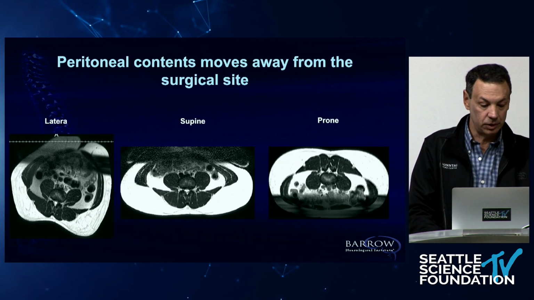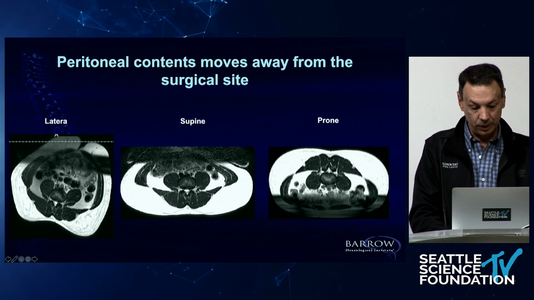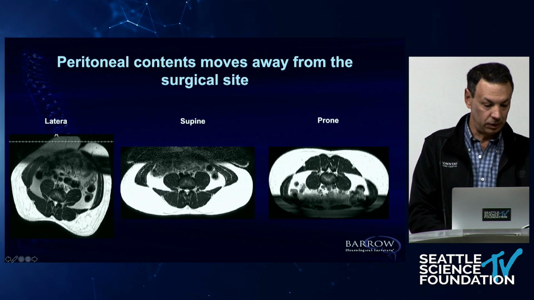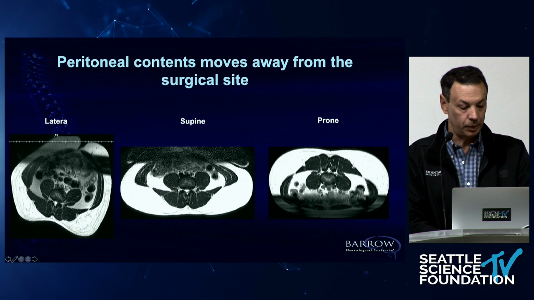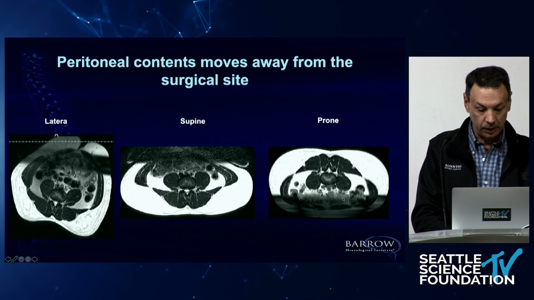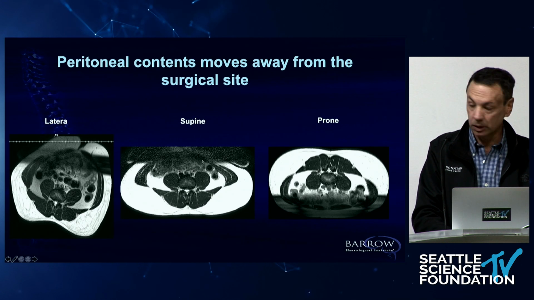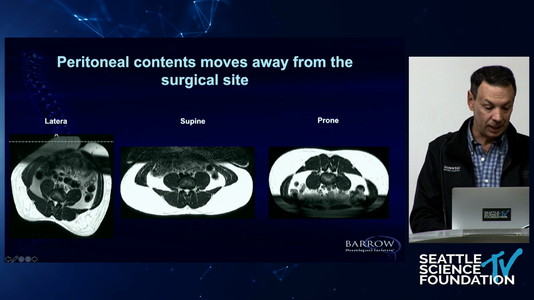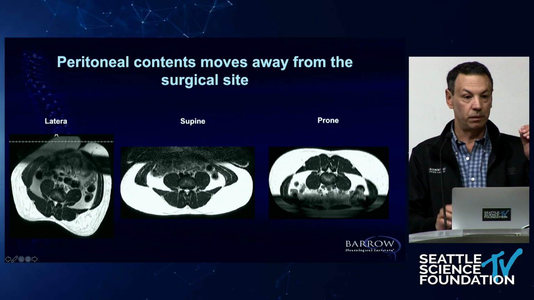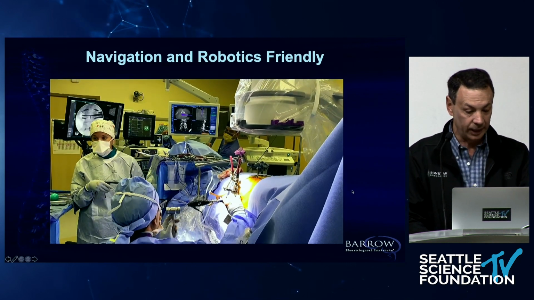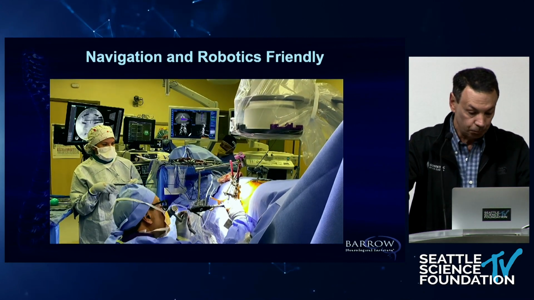And then, this is another study that we did with volunteers doing MRIs, and we put them in different positions: lateral, supine, and prone. And as you see, in prone, these retroperitoneal contents tend to move away from the approach. It's minor if you're looking here compared to supine or lateral, but definitely these few millimeters take a good toll. And then the next one is navigation.